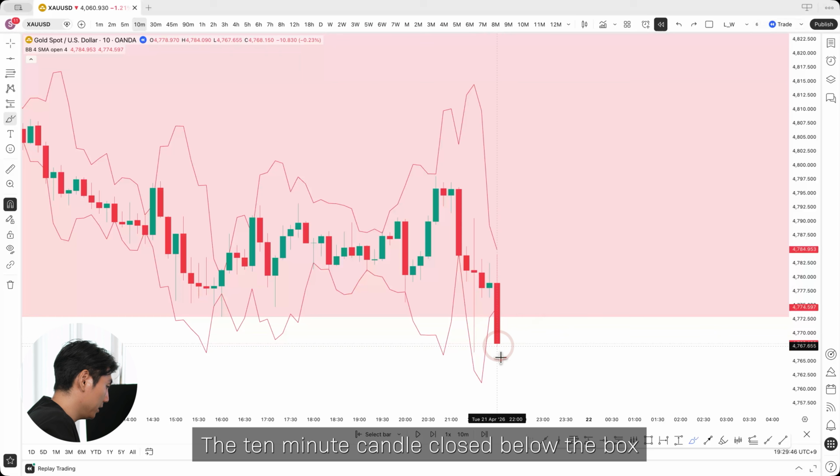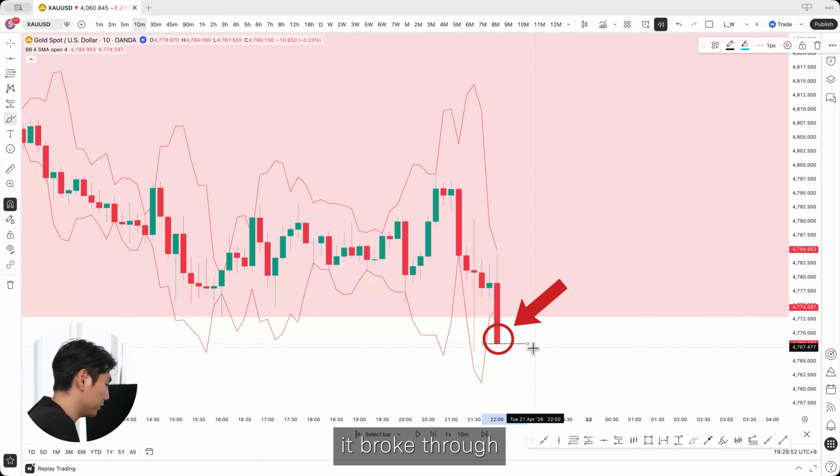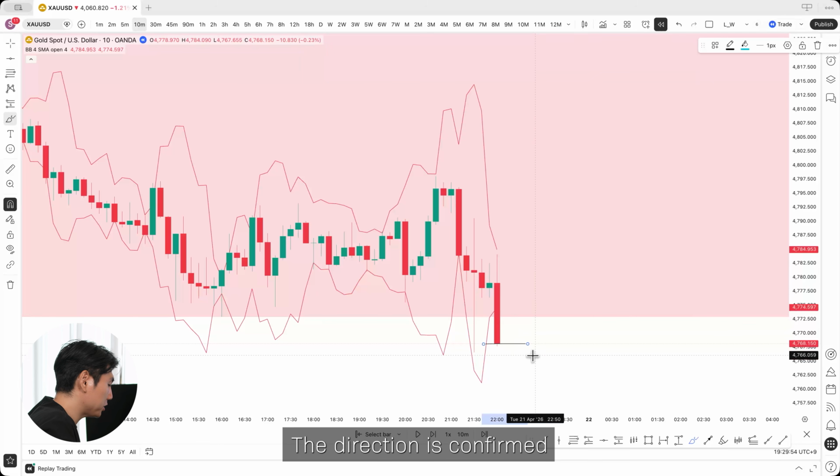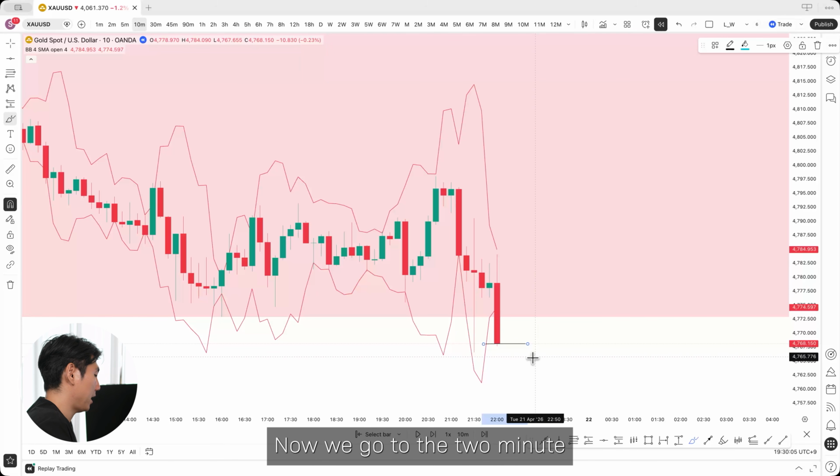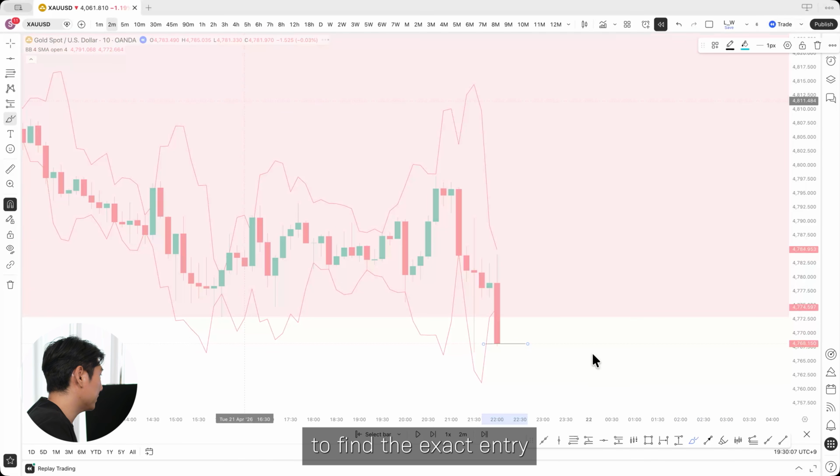22:00, watch this. The 10-minute candle closed below the box. It broke through. This is a real breakout. The direction is confirmed on the short side. Now we go to the 2-minute to find the exact entry.